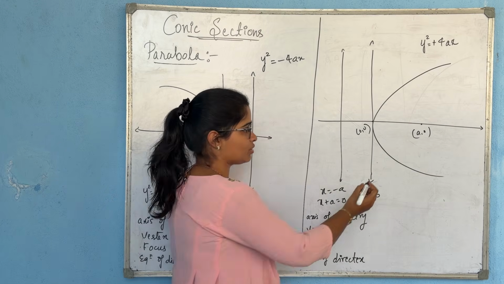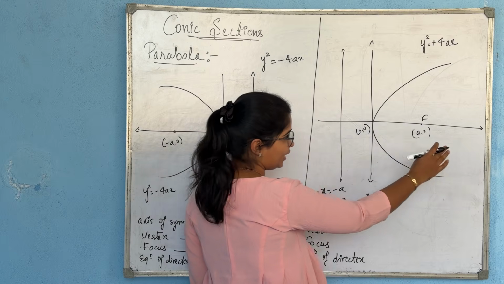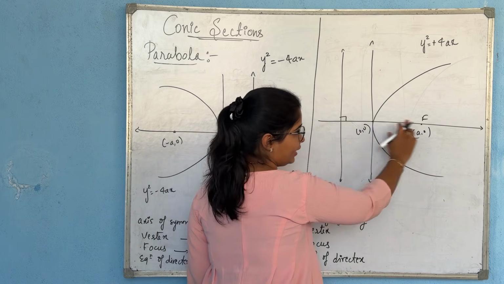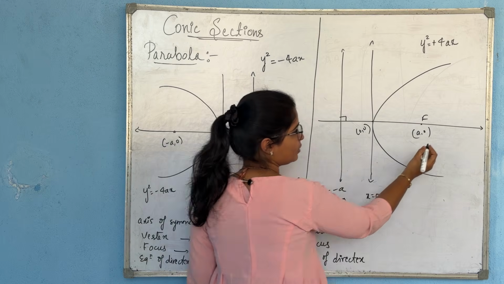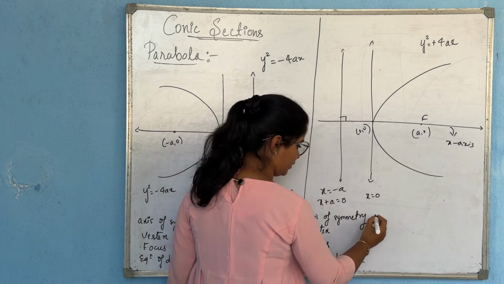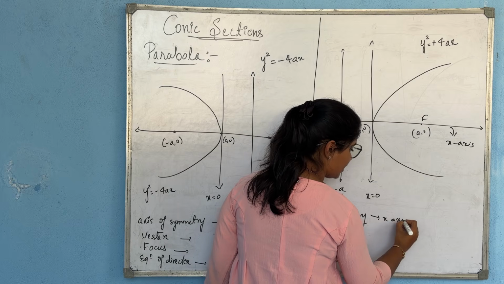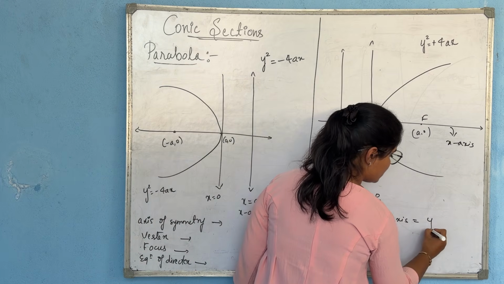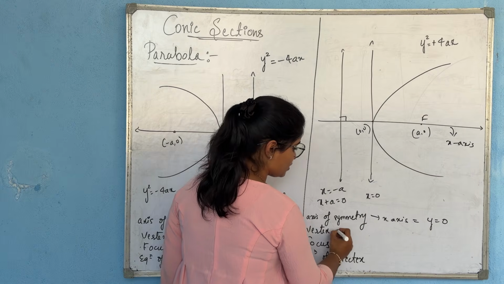Axis of symmetry was the line which was passing through the focus and is perpendicular to the directrix, and here our axis of symmetry is nothing but our x axis. X axis is our axis of symmetry, clear? And the equation of the x axis is given as y is equal to 0. And next is vertex.